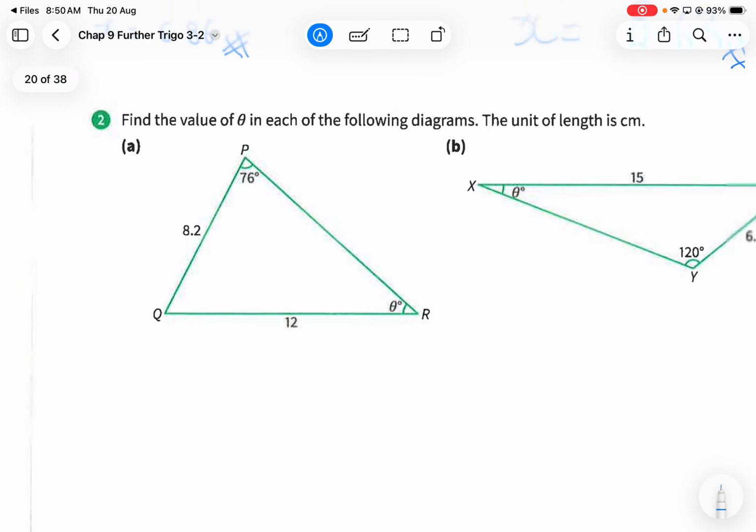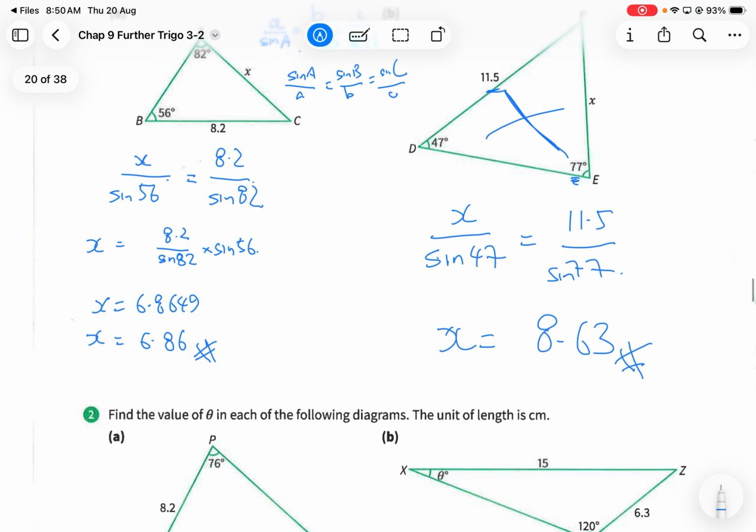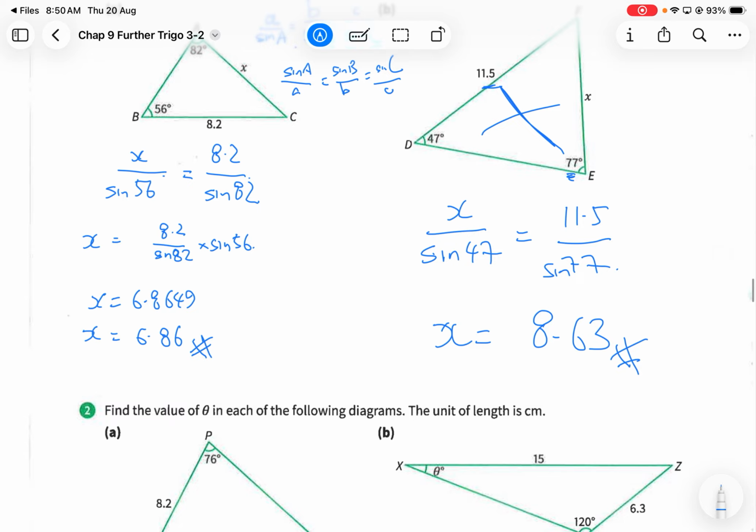Okay, all done? Not difficult, right? Yes, correct. Correct. 47, not 2.